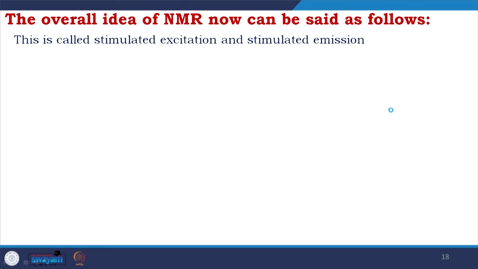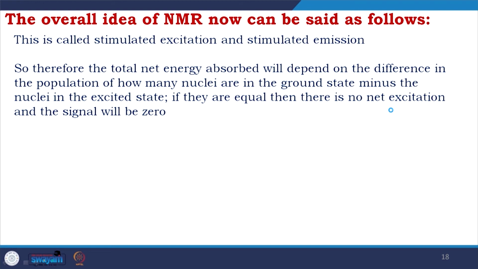This process is called stimulated excitation and stimulated emission. So, therefore, the total net energy absorbed will depend on the difference in the population of how many nuclei are in the ground state minus the nuclei in the excited state. In case they are equal, then there would be no net excitation and the signal would be 0, there would be no signal. That means no energy would be absorbed.